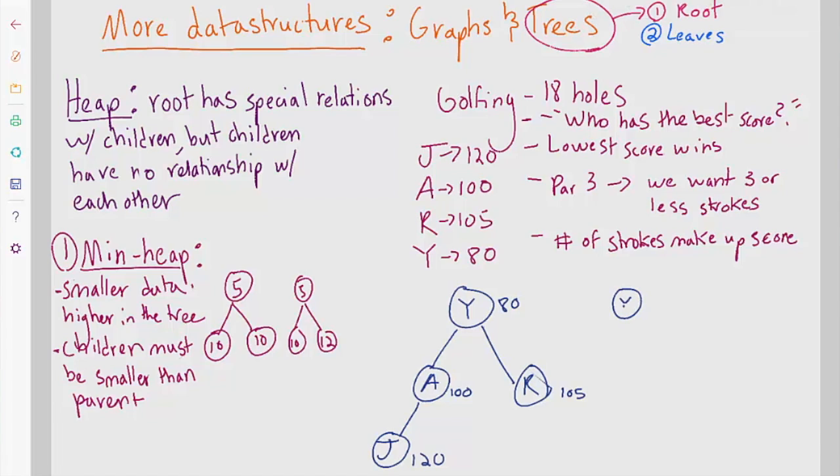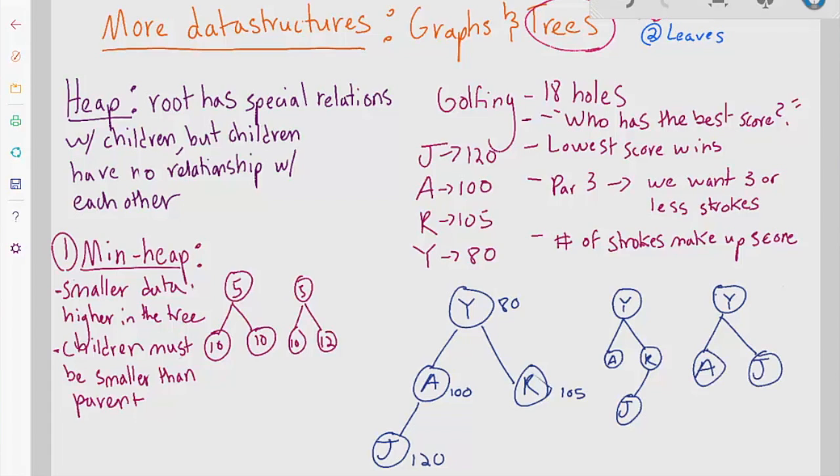Well, it doesn't matter. All our min-heap rule says is that he must be greater than whatever he goes under. So since 120 is greater than 105 and 100, he can go under either Alice or Rebecca. Both trees are equal representations of the data. We can also switch around Alice and Rebecca because Alice and Rebecca have no correlation to each other. In fact, we could reorganize the tree so that the two direct children were Alice and Jake, and Rebecca wasn't a child of Alice. However, if we reorganize the tree like this, then Rebecca could not be a child of Jake because Jake has 120 strokes, and that is greater than Rebecca's 105 strokes.